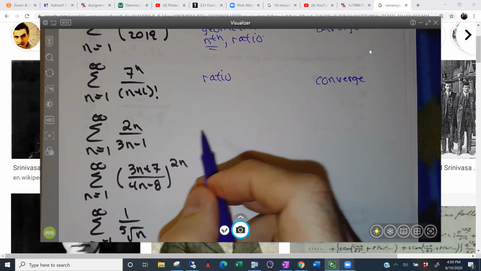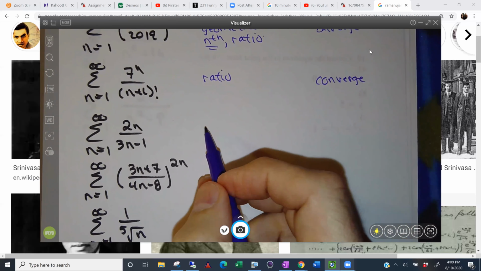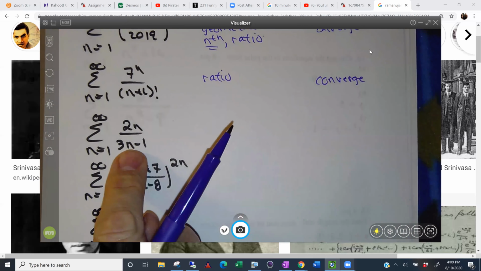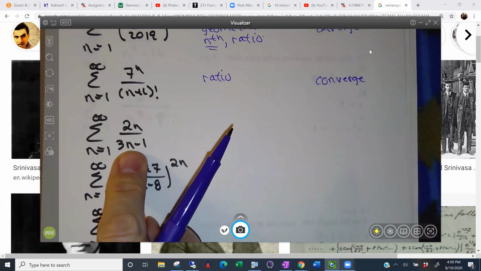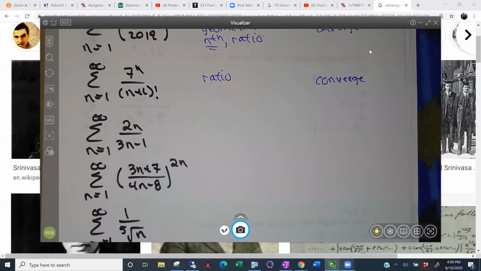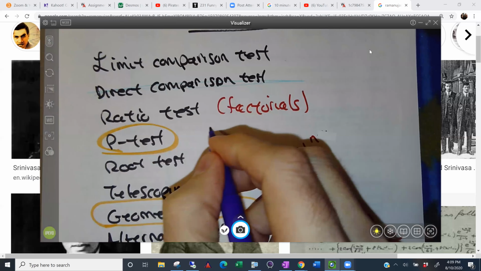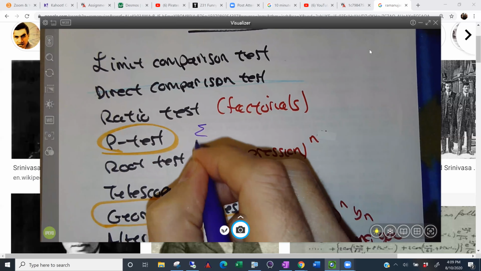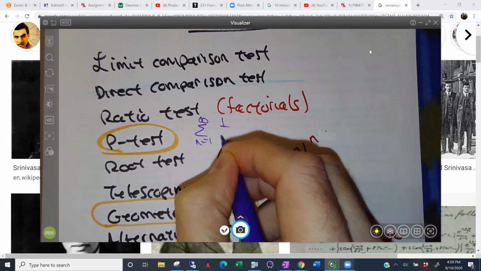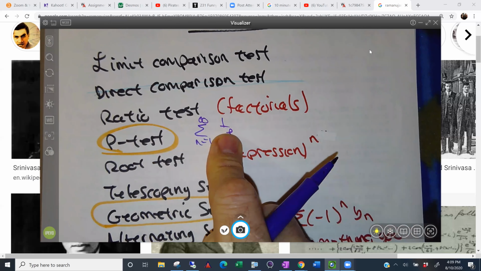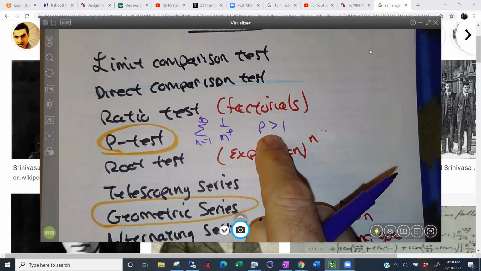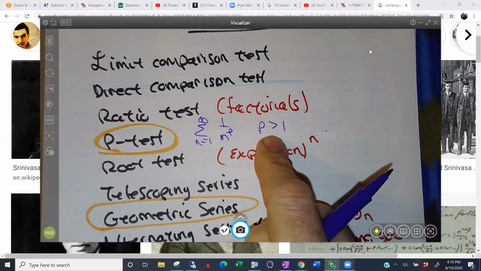How about this one? What can we use on this one? A P test. Great question. Is this a P series? No. P series, just to remind you, is going to look like this. It's going to be the sum from n equals 1 to infinity of 1 over n to the p power. P series converges when p is greater than 1. Not p equal 1. P is greater than 1.